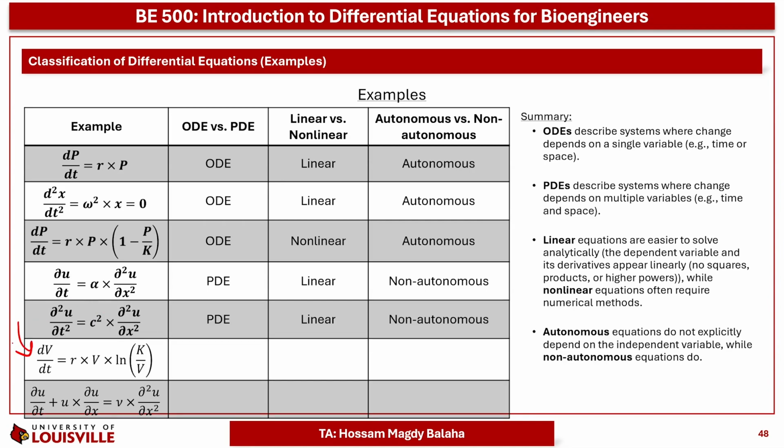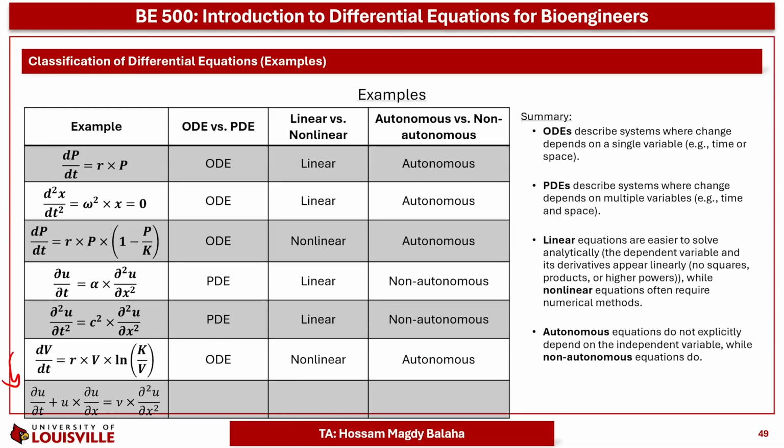The sixth equation is dv by dt, and we have here a natural logarithm. We mentioned that to determine if it's linear or non-linear, we need to check if there are transcendental functions, or terms raised to the power of 2 or n rather than 1, or multiplied by the same variable. So we have here a natural logarithm, so in this case, it will be nonlinear. R is a constant, V is a variable, K is a constant, so it will be autonomous. And there is only one variable, so in this case, it will be an ordinary differential equation.